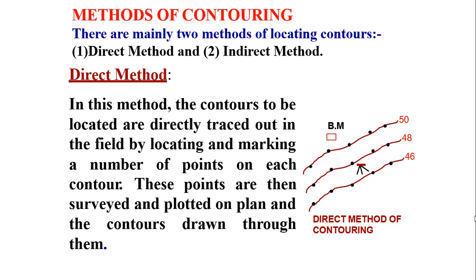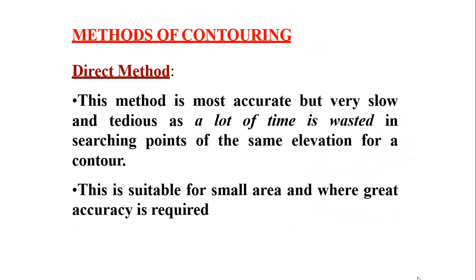So, here in this case there are 5 points having the same elevation, that is 46 meter. Next, there are 5 points having the elevation 48 meter, then 5 points having the elevation of 50 meter. The line joining these points of the same elevation is called a contour line. So, in this way you have to perform the direct method on the field itself. This method is most accurate but very slow and tedious because it takes a lot of time to perform the survey. So, this is unsuitable for a large area, but it is very suitable for a smaller area, and where great accuracy is required you have to adopt this direct method.